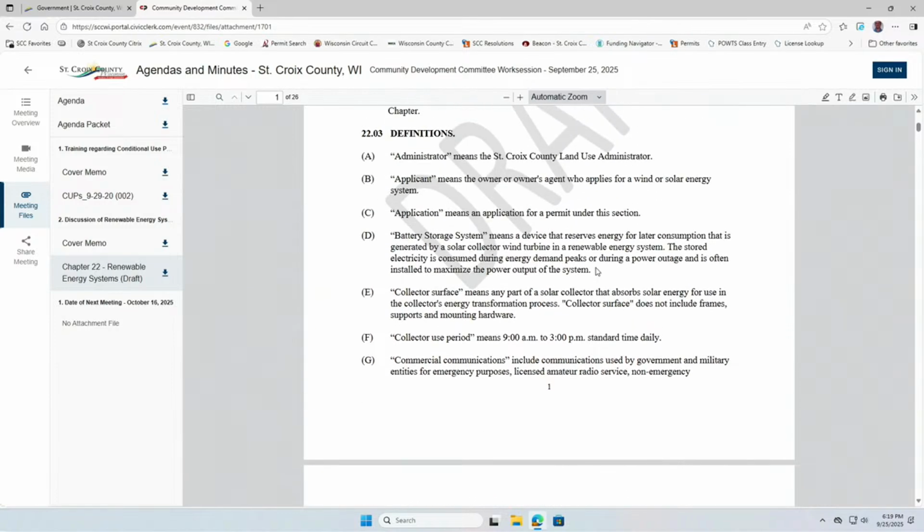We've talked about battery storage systems, so we've got that defined here. I will say that you'll see a lot of definitions or terms here, and you're like, what is that? Do we really need that in here? Those are coming out of the administrative code and the statute, so that they're exact. Like this 9 a.m. to 3 p.m., that's statute. That's not just arbitrary numbers.